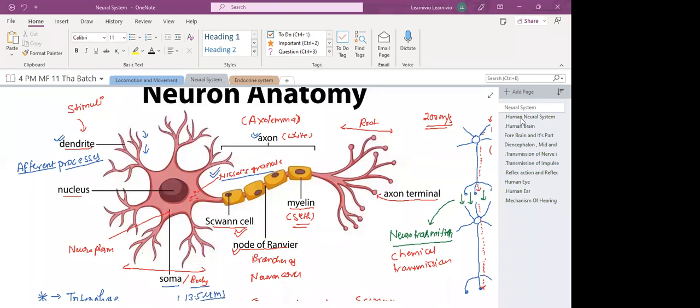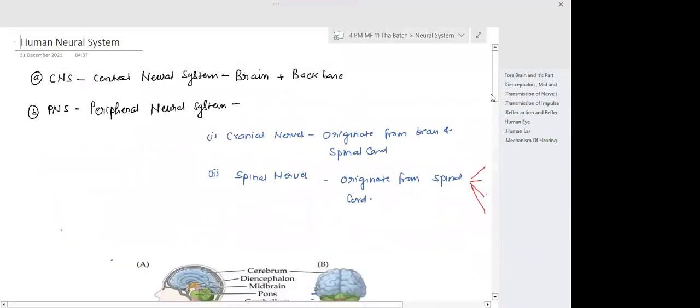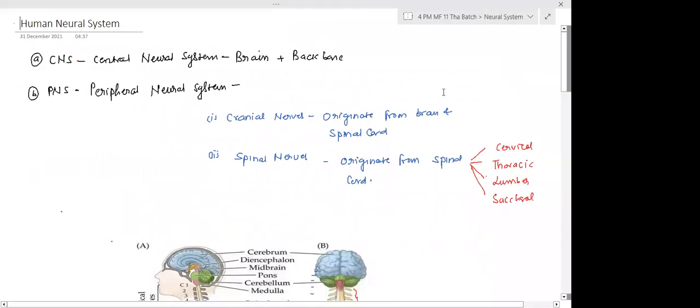Look, human nervous system. So let me tell you again. We have done it. Look, Affaf. So we divide human nervous system in two parts: central nervous system, that is called CNS, and peripheral nervous system, that is called PNS, right? Central nervous system is made up of two parts, brain plus backbone, right? And peripheral nervous system is made up of, again, two parts, cranial nerves and spinal nerves.